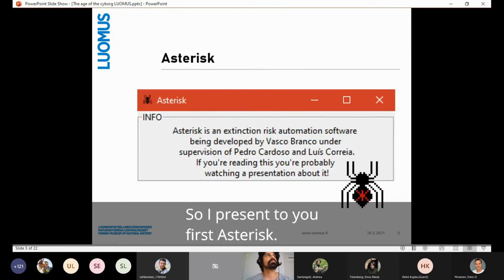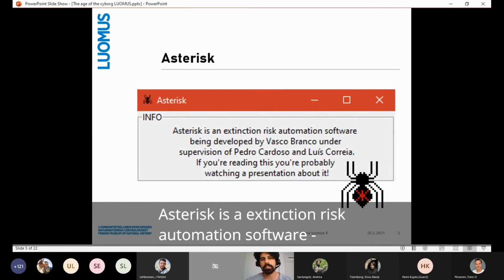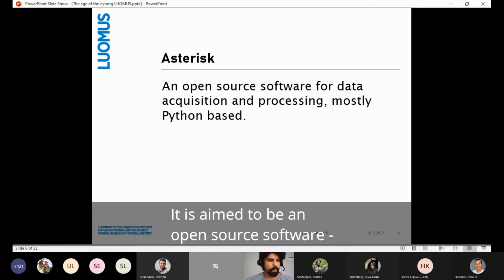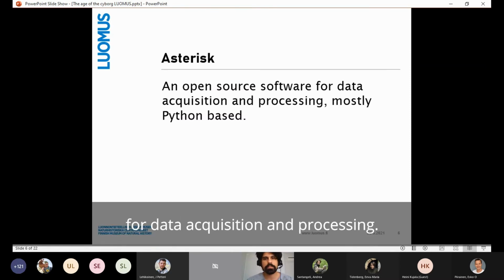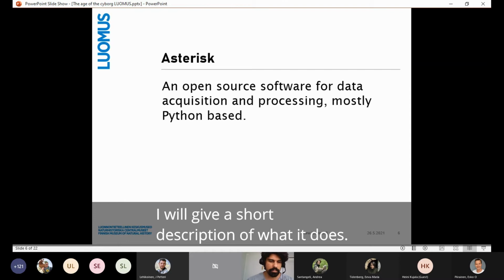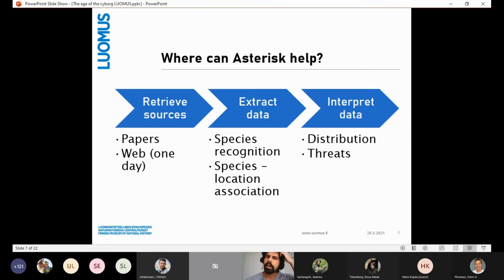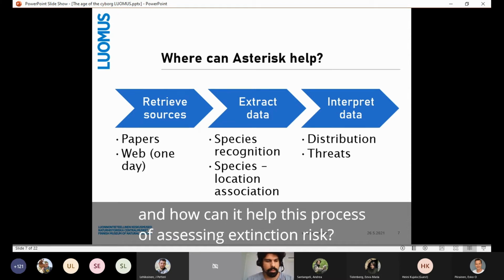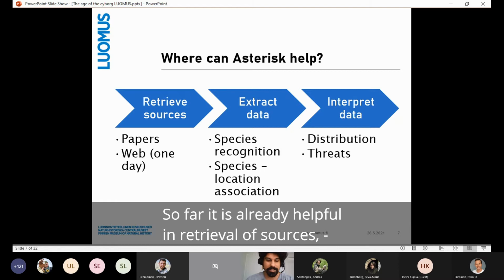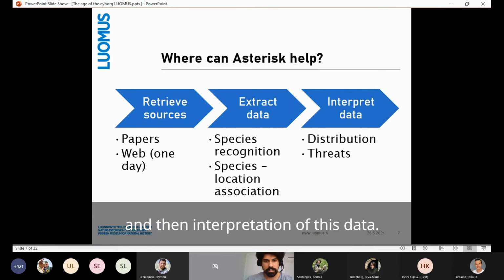So I present to you first Asterisk. Asterisk is an extinction risk automation software that I'm developing with my supervisors Pedro Cardoso and Luis Correia. It is aimed to be open source software for data acquisition and processing, and it's mostly Python based. I will give a short description of what it does. So what is Asterisk, and how can it help this process of assessing extinction risk? Well, so far, it's already helpful in retrieval of sources, extraction of data, and then interpretation of this data.